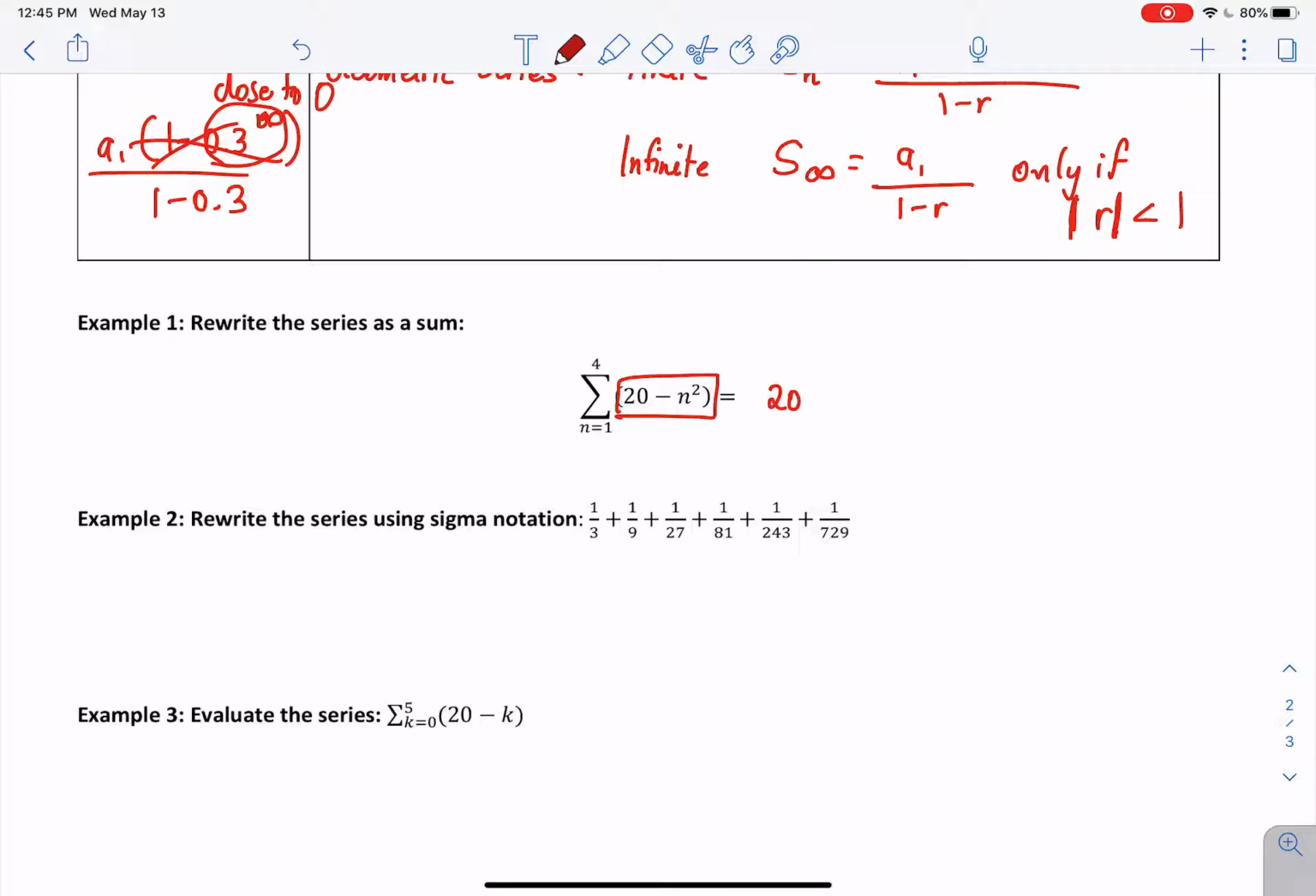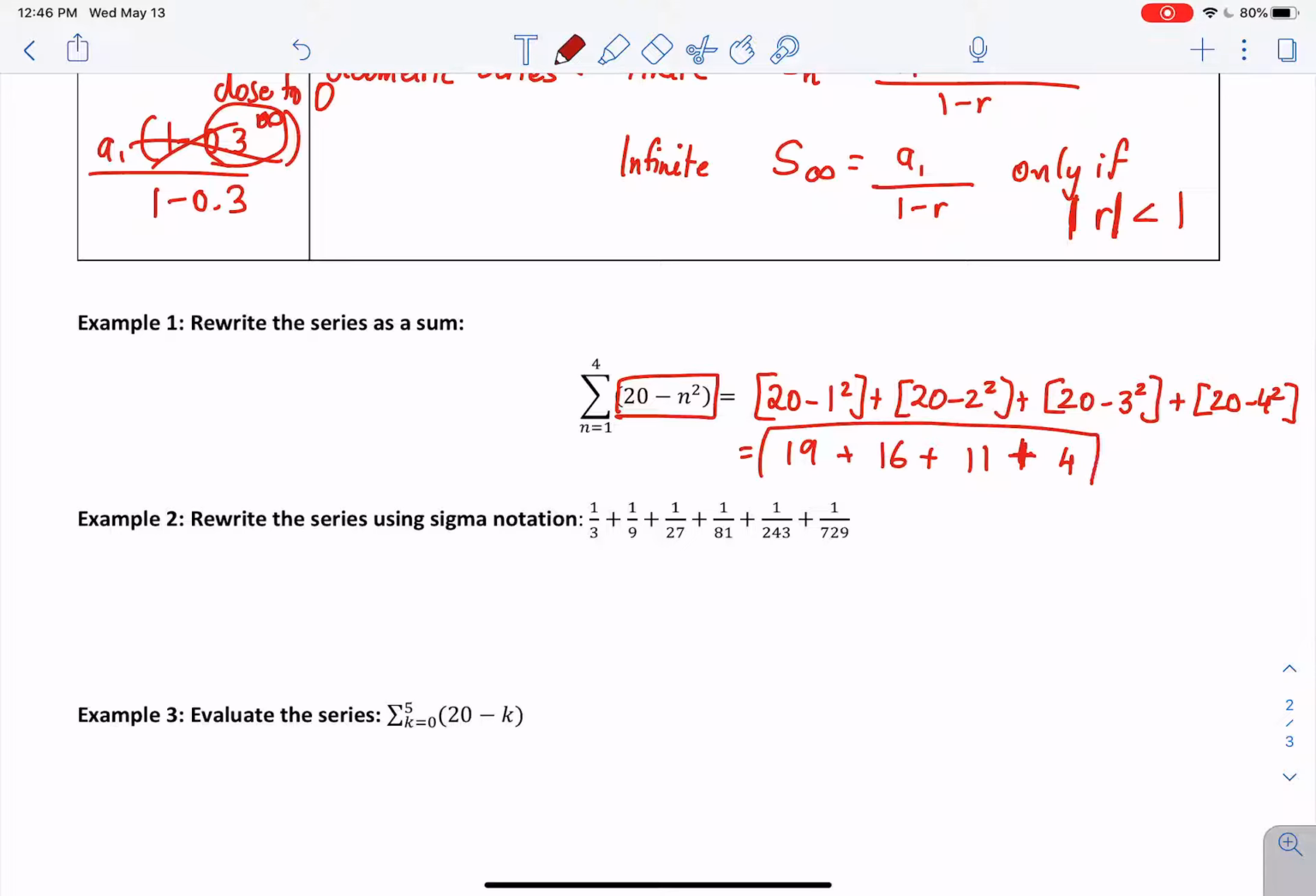So I'm going to start at n equals 1 and then keep going until I get to 4. And then I can evaluate that. So 20 minus 1, 20 minus 4, minus 9, and minus 16. Right, this is the sequence. This is the series that this notation is describing. And then this would equal 15 plus 16 is 31, 31 plus 19 is 50.